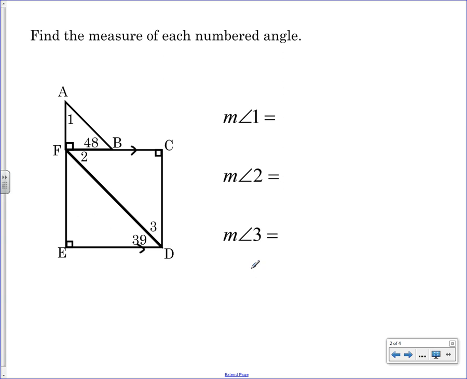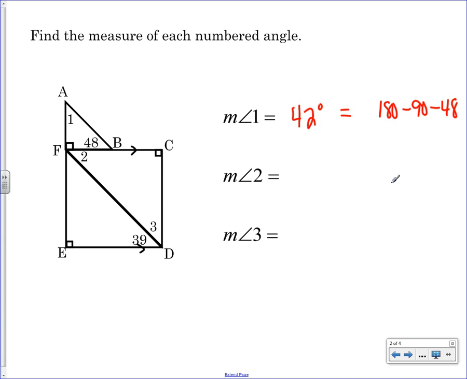Okay. Anybody find angle 1? 42. Okay. So angle 1 is 42. I'll show you how you can get that if you didn't notice that one. So if you look at triangle ABF, does everybody see this triangle here? That's 3 angles, so they must add up to 180, right? So if you do 180 minus the 90 minus the 48, that's where the 42 came from.